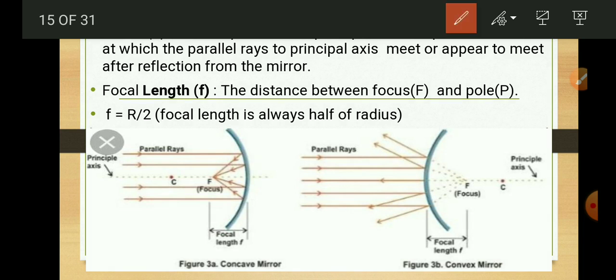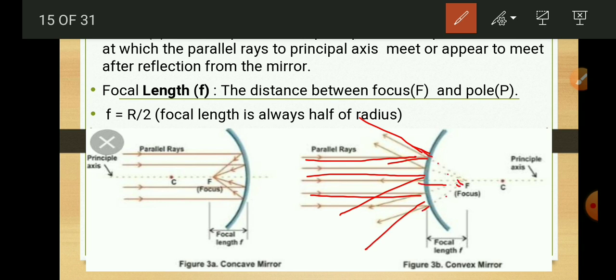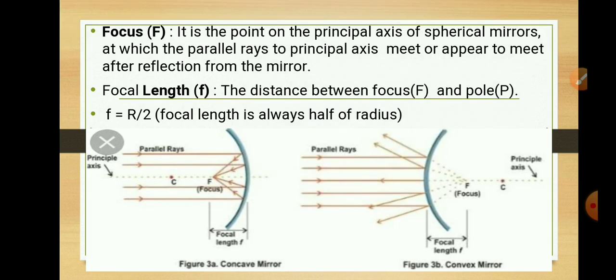Now we can see in a convex mirror, when rays parallel to the principal axis are incident on the convex mirror, after reflection the reflected rays appear to come from a point on the principal axis, and that point is called the principal focus of the convex mirror. Here we can see that the parallel rays incident on the convex mirror appear after reflection to come from a certain point, and that point is called the focus.